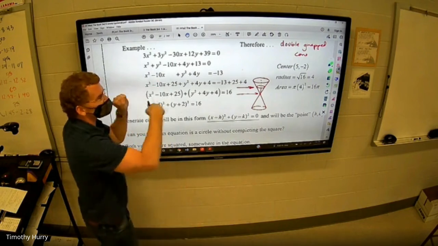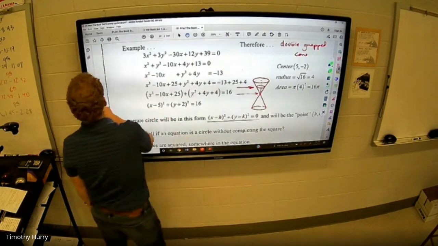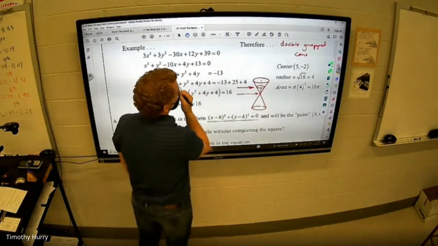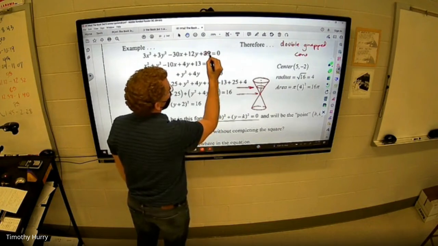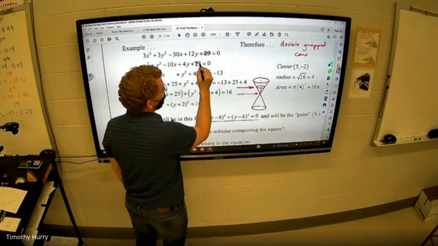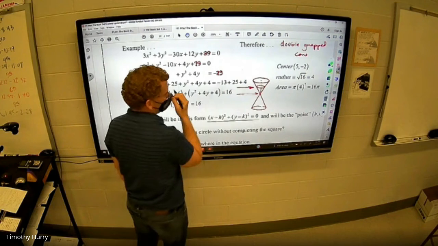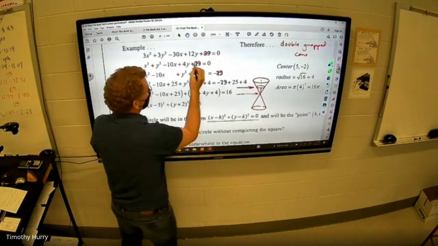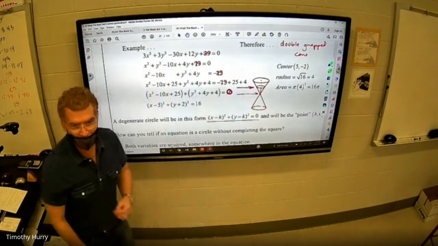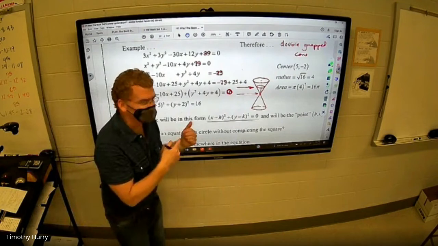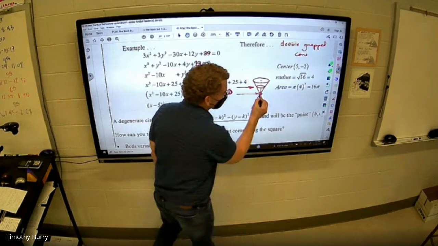So in the process of completing the square, what if I had started with, instead of 39, how about 29? If that had been a 29, I would have subtracted 29 and brought it down. Then I would have completed the square and got that. What do I end up with? 0. That means this ends up not being a circle at all because the radius is nothing. It ends up being that little dot.